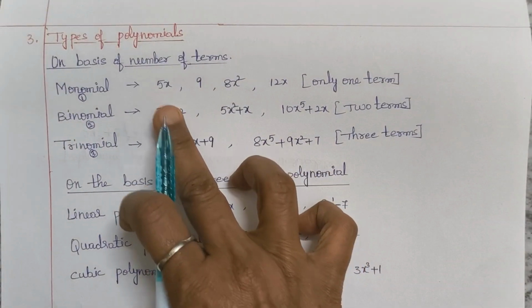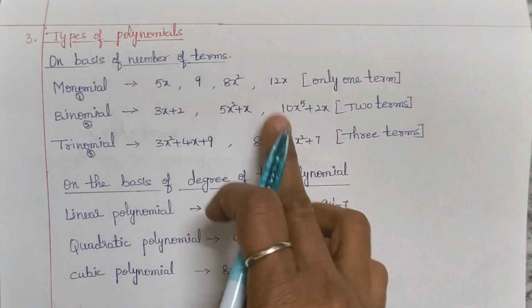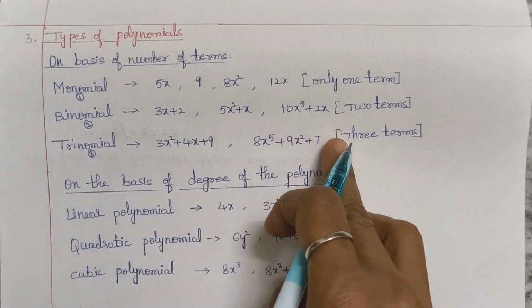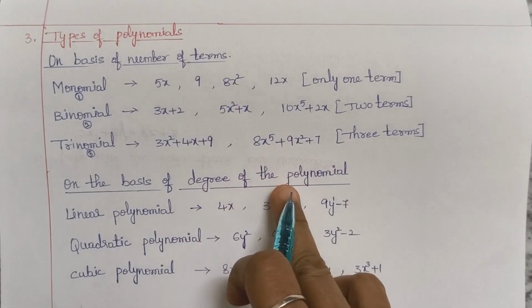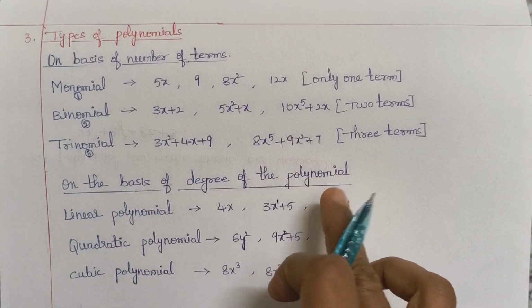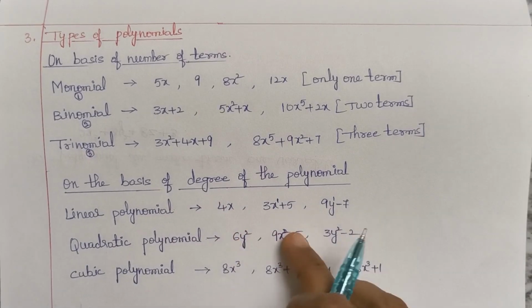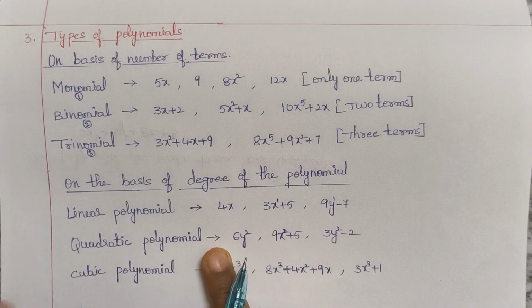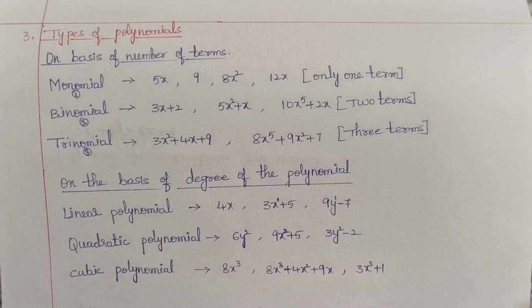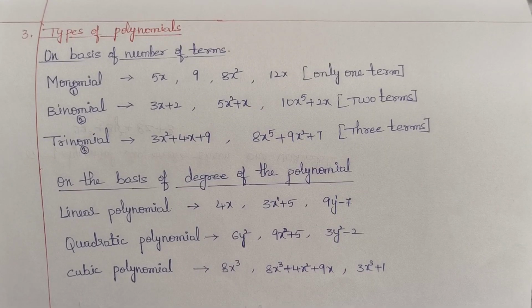On the basis of terms, one term means monomial, two terms means binomial, three terms means trinomial. Next, on the basis of degree: highest power 1 means linear polynomial, highest power 2 means quadratic polynomial, highest power 3 means it is a cubic polynomial.